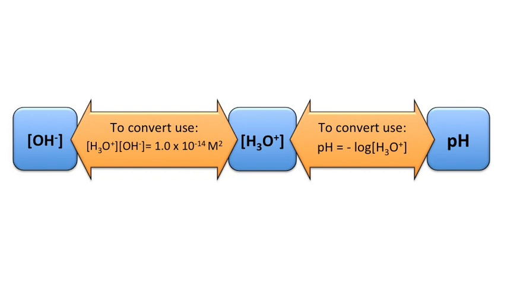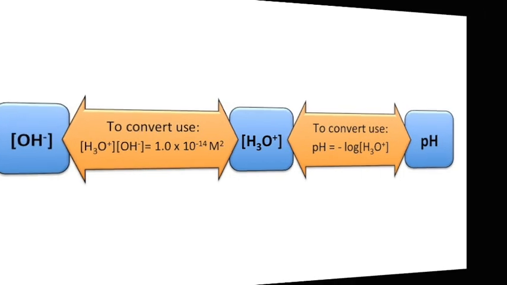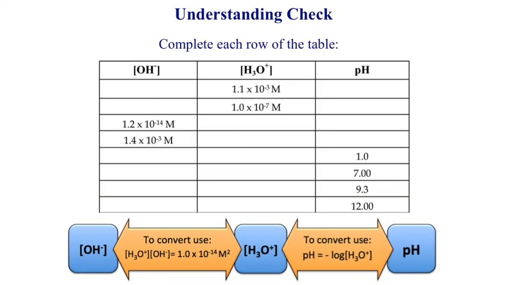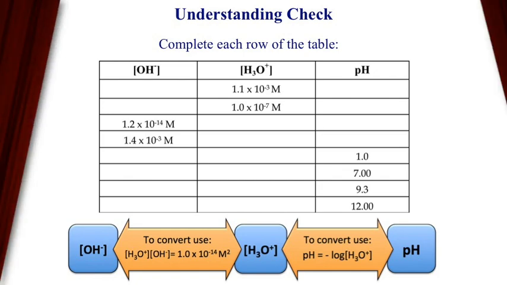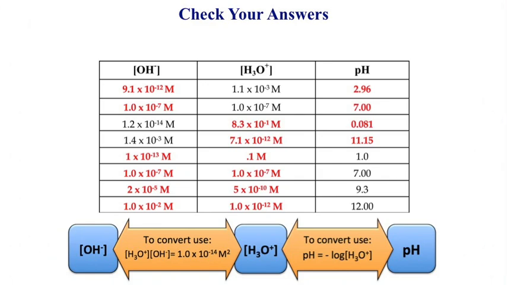So now, using the schematics shown in this view graph, given any one of these three quantities, hydroxide, hydronium, or pH, you should be able to calculate the other two. You can practice this by working on the following problem. Complete each row of the table shown here. Click pause and work on the problem now. Click pause and check your answers.